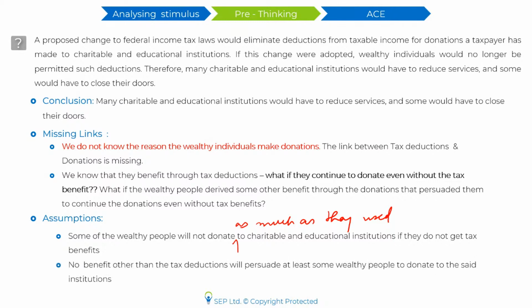That's the assumption. And of course, we are assuming that wealthy individuals are not donating for any other reason. No benefit other than tax deductions will persuade at least some wealthy people to donate. So, two very simple assumptions: some of the wealthy people are not going to keep up the donation as before if they don't get deductions. And the other assumption is the only reason they are making this donation is because they're getting deductions. So, when the deduction stops, the donation stops.